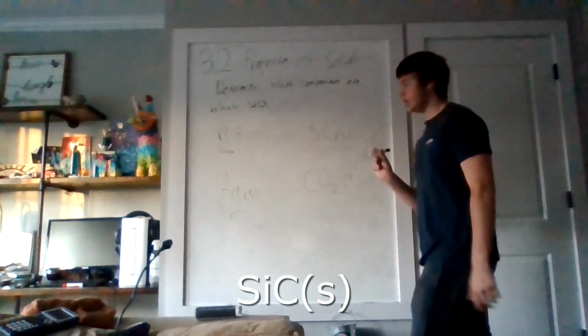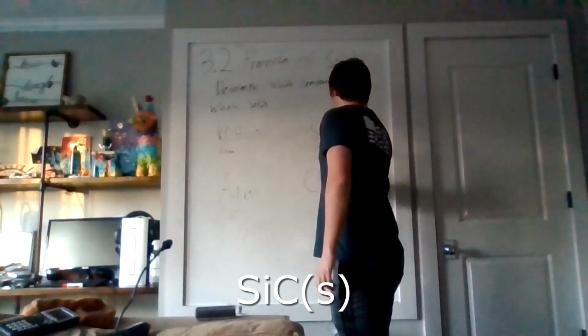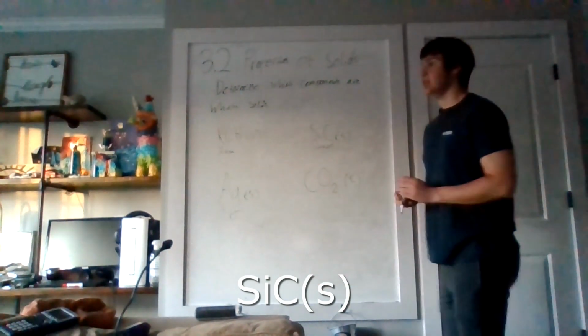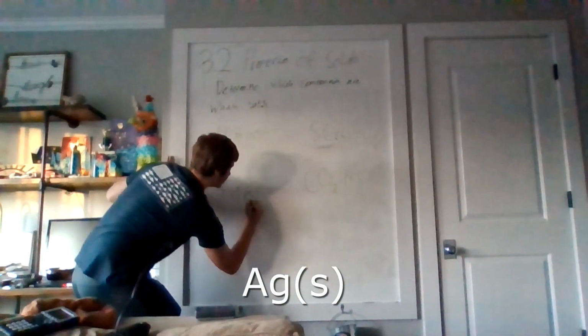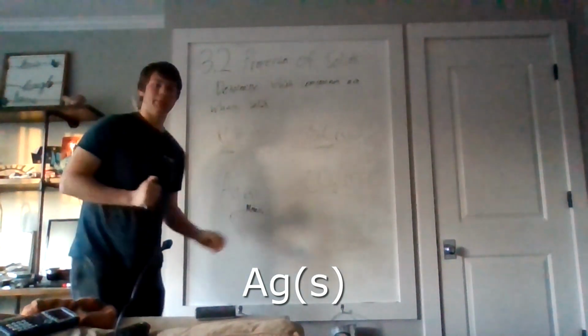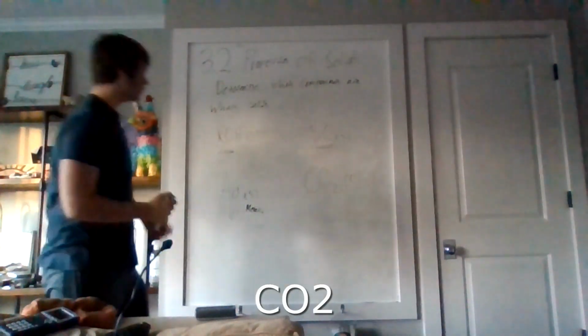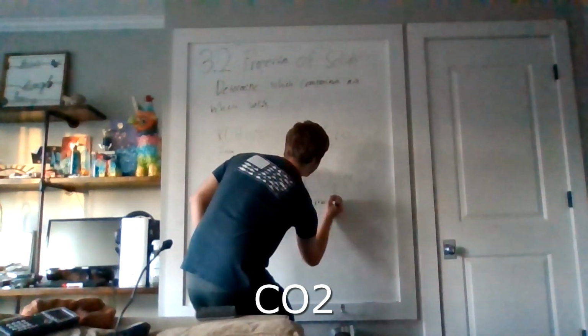SiC is a covalent network, and you can tell due to the Si, silicon, being a metalloid. AgS is metallic, and we know this because Ag is a metal, and it's not bonded with anything else that might signify that it's ionic. CO2 is two nonmetals bonded together, so we know it's molecular.